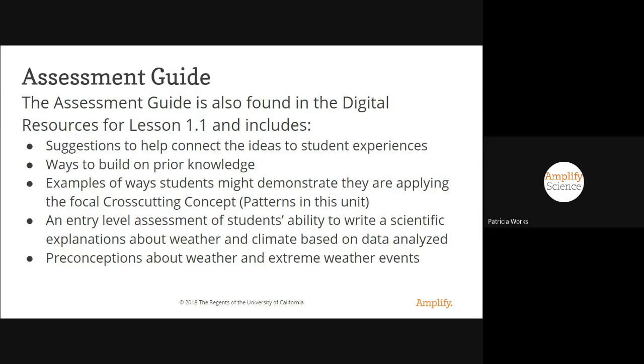The assessment guide that we saw there underneath digital resources includes suggestions to help connect the ideas to student experiences, ways that you can build on students' prior knowledge, and examples of ways that students might be demonstrating to you that they can apply the focal cross-cutting concept, which is patterns in this unit. It's an entry-level assessment of the student's ability to write a scientific explanation about weather and climate based on the data they've analyzed, and it will help tell you a little more about preconceptions about weather and extreme weather events.